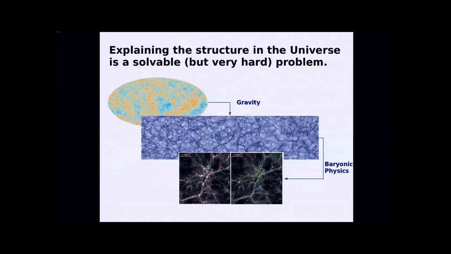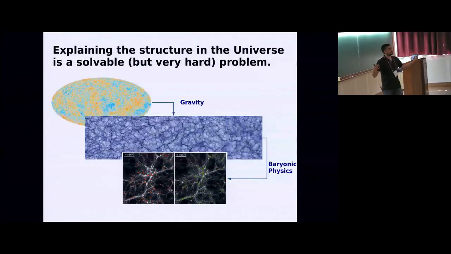It's, if you want, an initial value problem. We know what the initial fluctuations in the density field were, by taking pictures of the cosmic microwave background. And we know the physics that is at play afterwards, right? We know gravity and baryonic physics. But despite this being a deterministic problem, it's very hard to solve.